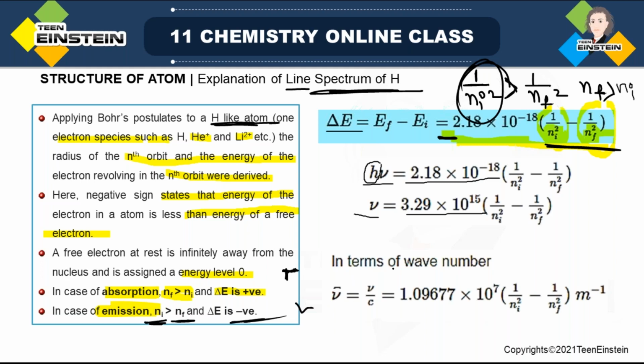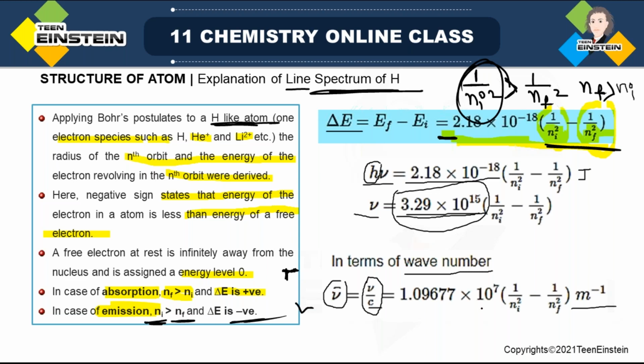It is in terms of wave number, that is nu bar, which is nothing but frequency divided by the velocity of light. Now if frequency is 3.29 times 10 to the power 15, and you divide it by the velocity of light, it must be in meter per second unit. Be very careful about the unit. This total term of energy is actually in joule, so when you use the value of c, it must be in meter per second. After dividing by the velocity of light, you will get the wave number.